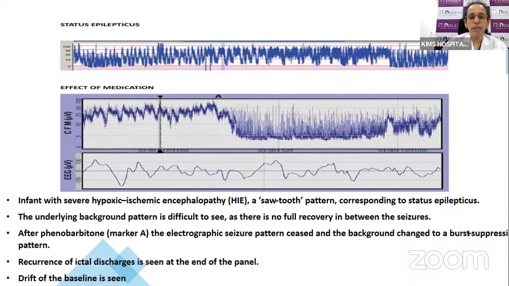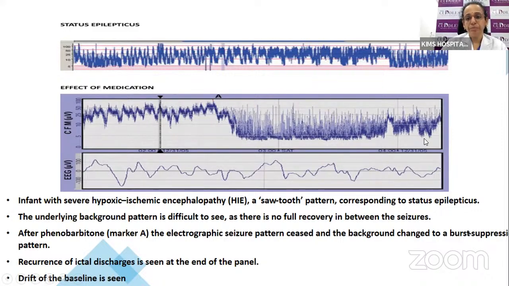This second graph shows the effect of medication. Here the baby received phenobarbital. Then we can see that the sawtooth pattern has ceased over here, and it became a burst suppression pattern from here. The lower border is below 5 microvolts, and there are a lot of bursts. It looks like a BS minus, with less than 100 bursts per hour. And we can see the recurrence of ictal discharges at the end of this panel, where after the effect of the medication is slightly weaned off, the baby again started having seizures.